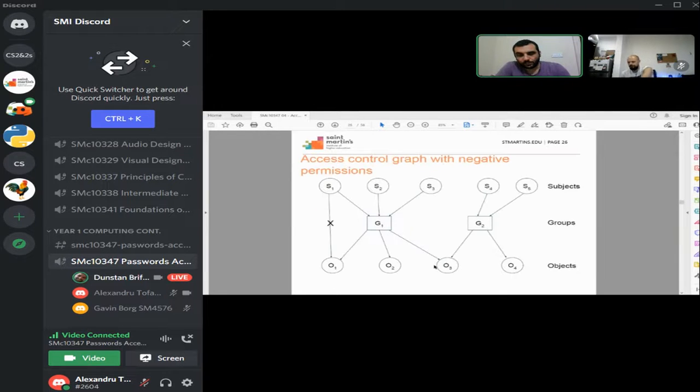And in a graph, we represent these negative permissions with an X or a cross on the connection, right? So if we look at how it is over here, subject 1 is linked to group 1. So subject 1 has access to everything of group 1 except the one which is marked with an X. So in reality, subject 1 only has access to object 2 and object 3 because it doesn't have access to object 1, right? So it's fairly simple, maybe.